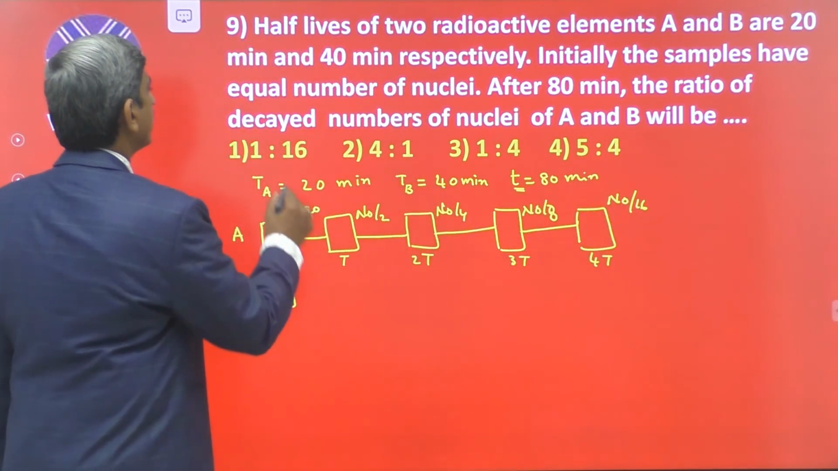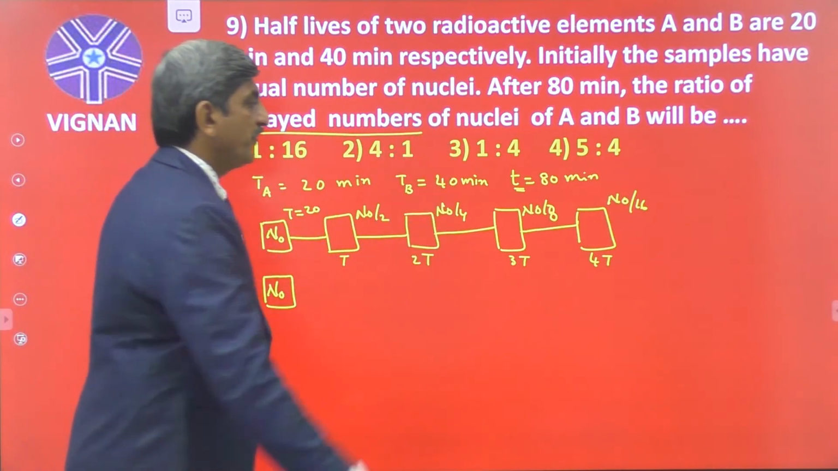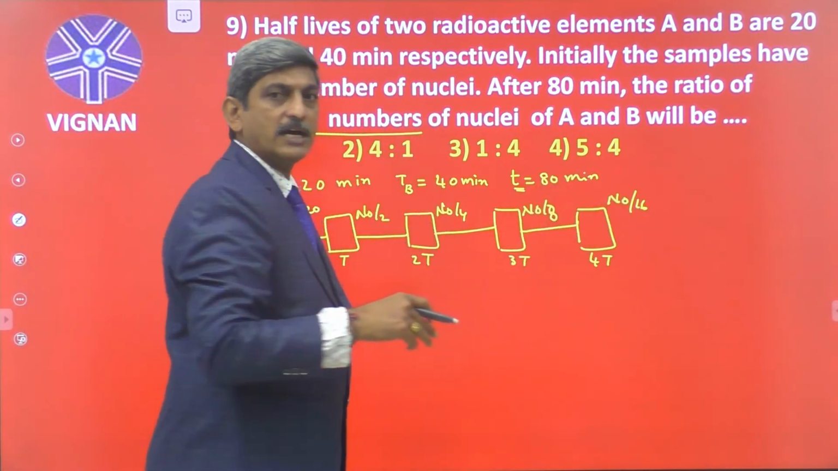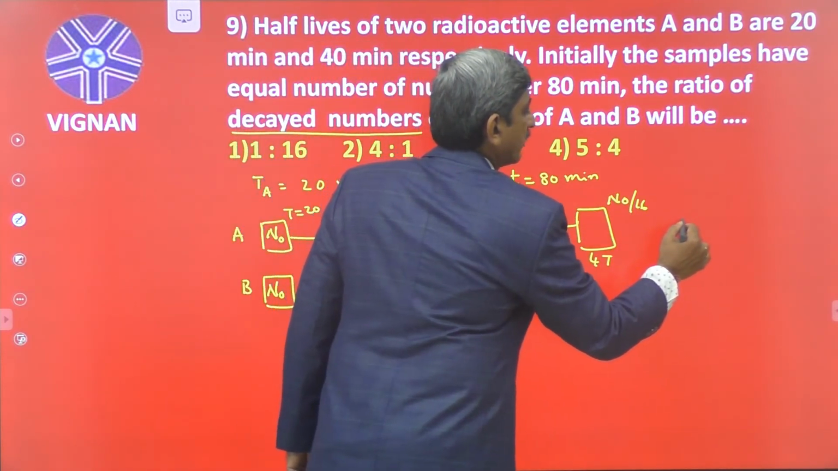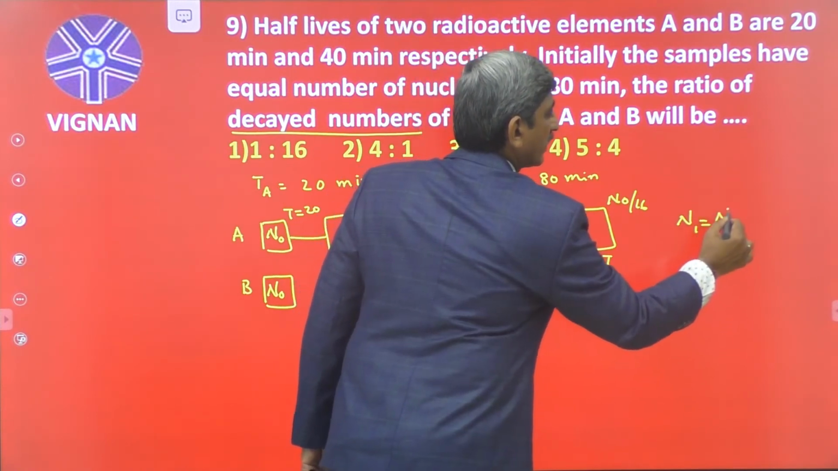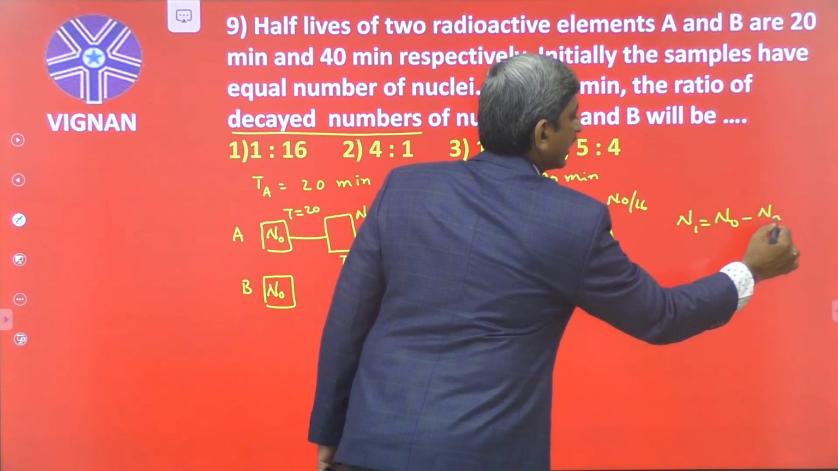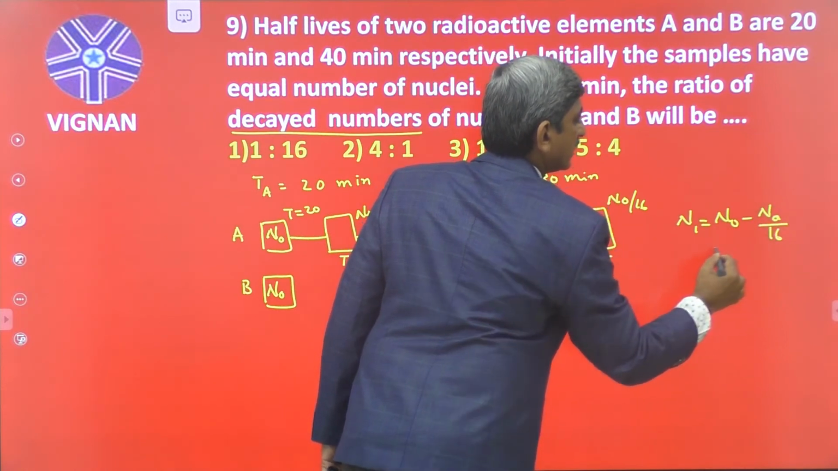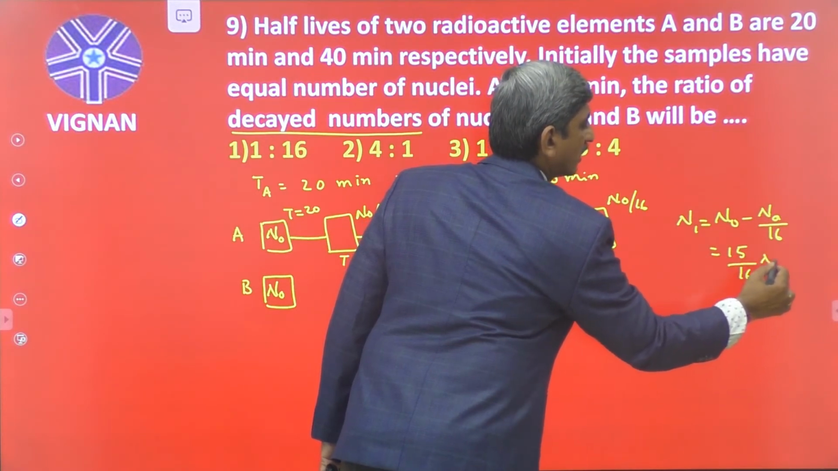But we want to determine the ratio of the decayed number of the nuclei. If N0 by 16 is the undecayed, how many number of the nuclei are decayed? Let that number of decayed nuclei N1 be equal to the total number N0 minus the number of the nuclei undecayed, N0 by 16, that is equal to 15 by 16 N0.